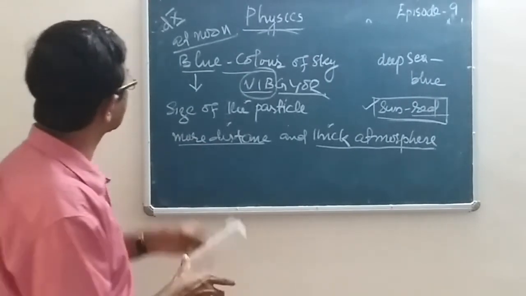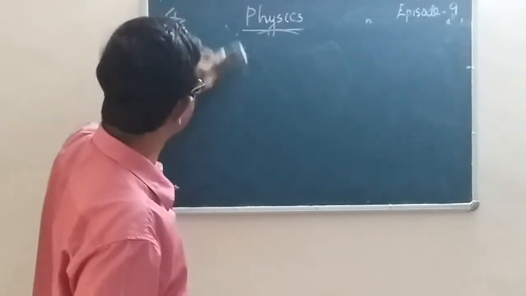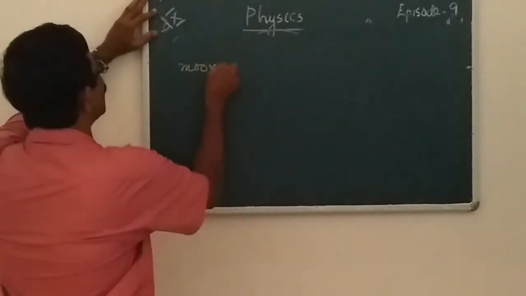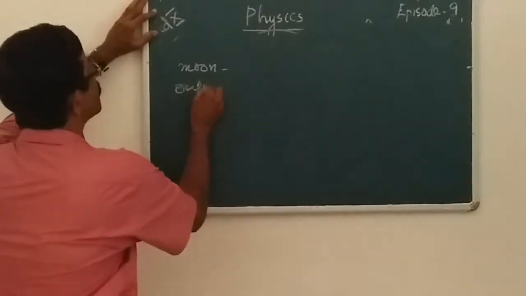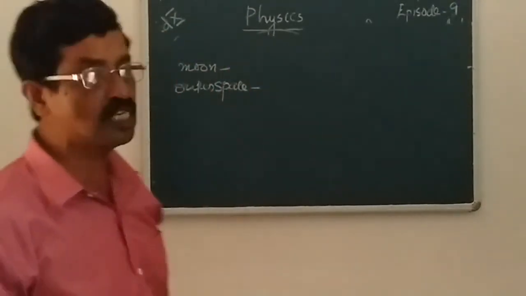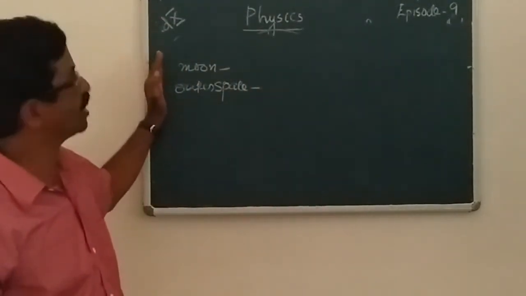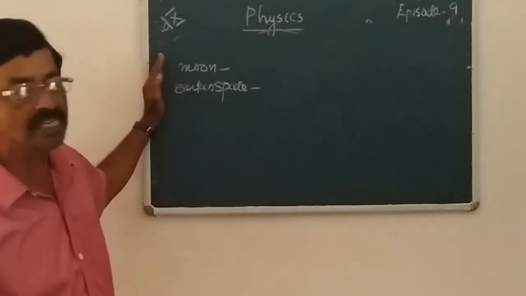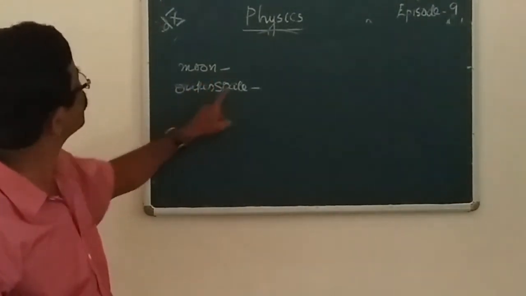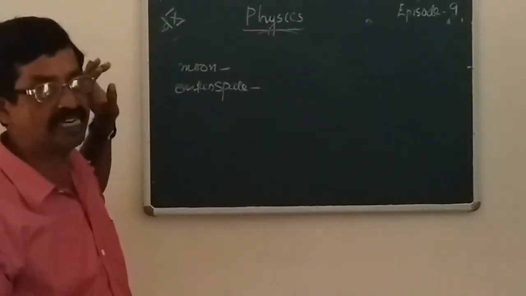Now consider the case of the moon or above the atmosphere, such as outer space. In the case of the moon or outer space, there is no atmosphere, because of that there is no scattering happening. So the sky of the moon appears dark, or outer space appears dark, because there is no scattered light.